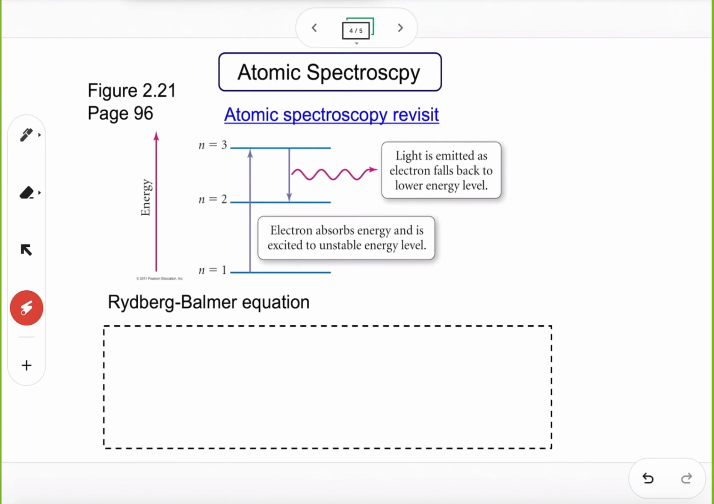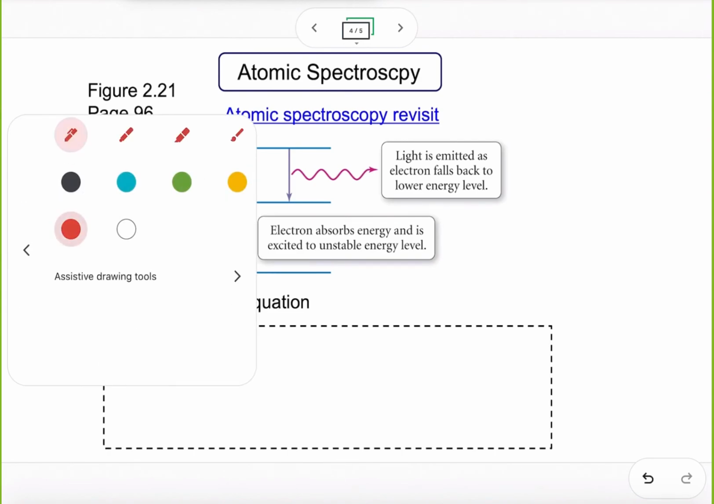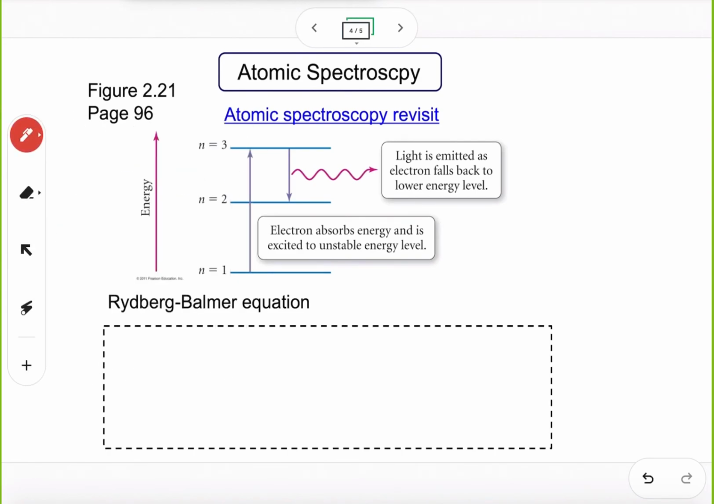Well, one equation can help us, and that is the Rydberg-Balmer equation. Let me write it here. Let me use the red color. Okay, here is the equation: 1 over lambda equals R times (1 over NF squared minus 1 over NI squared). Okay, let me explain it a little bit.